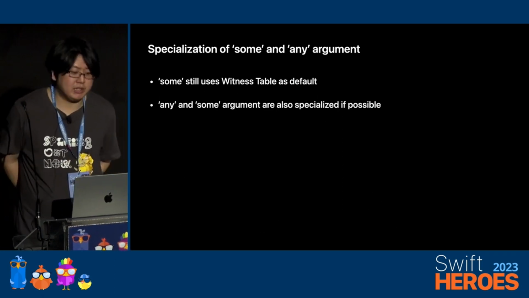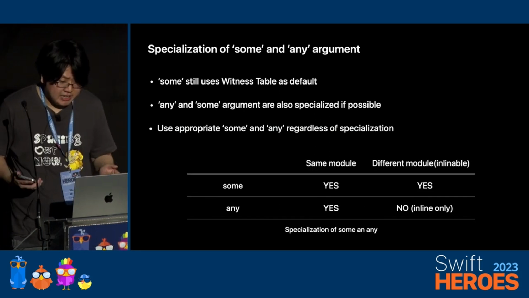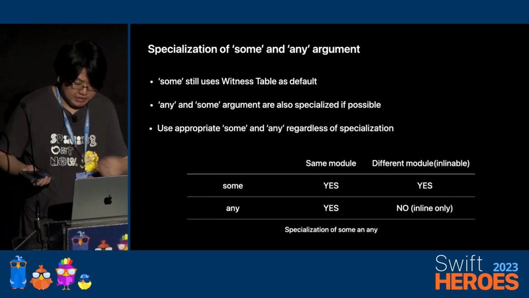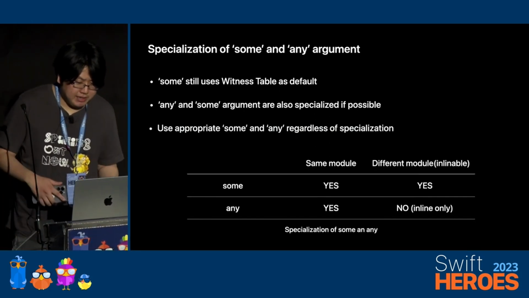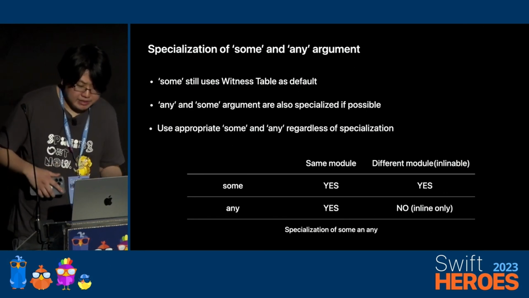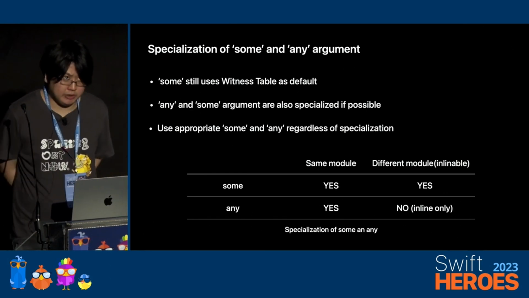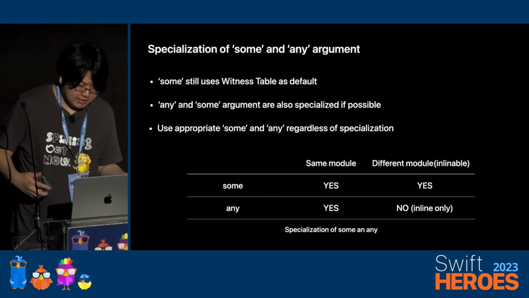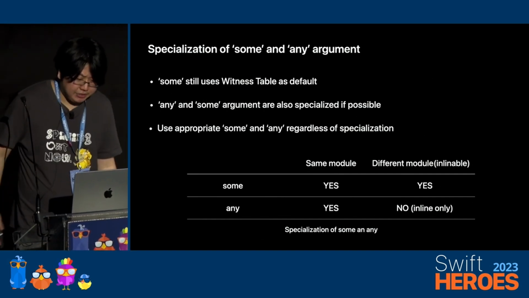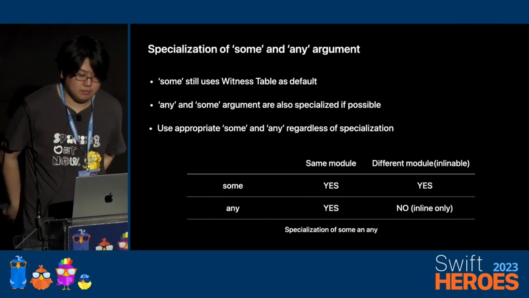However, we need to note the limitations. For example, in different modules, any is not specialized regardless of the inlinable attribute. How code is optimized depends on the Swift compiler's implementation, and it is kind of a black box for us. So it can be said that we need to use some and any appropriately, regardless of the specialization.